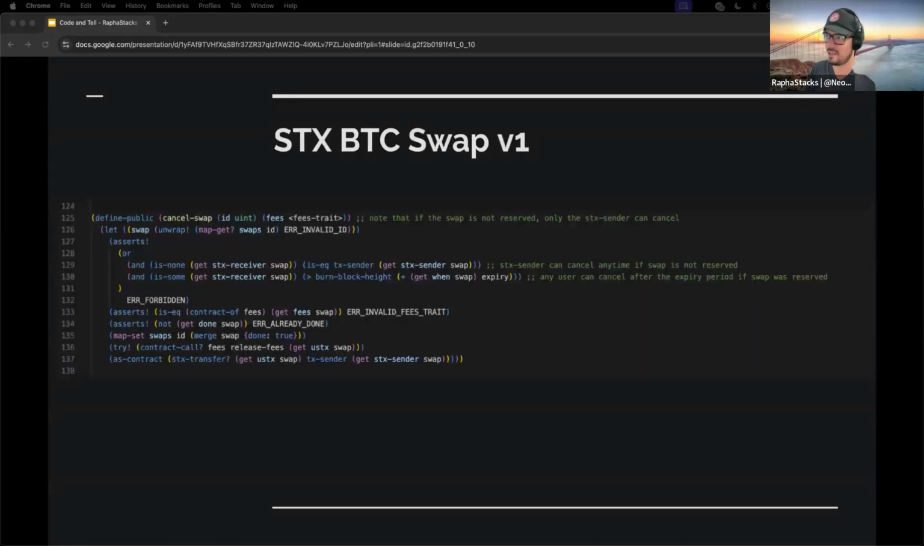Finally, this is the piece of code I wanted to share. So I'm building this contract. It's a fork of Fréger. It allows you to swap from Bitcoin directly to Stacks.